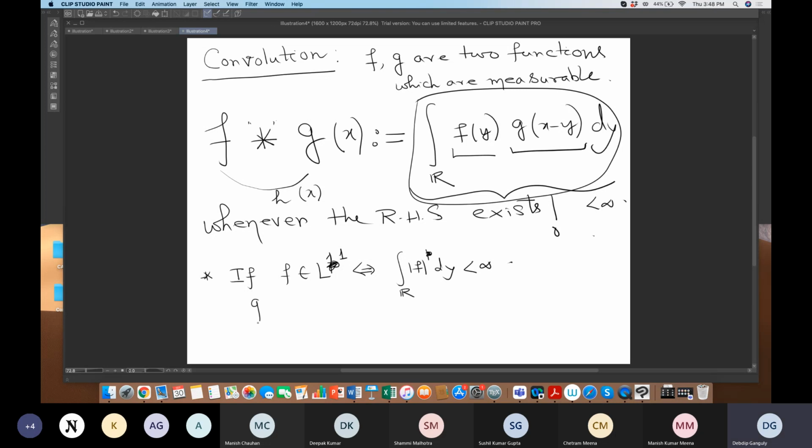Take g to be bounded, that is, the supremum norm of g is finite. You know the L infinity norm? Have you heard this name? Yes, sir. Okay. So when g is in L infinity, then this integral makes sense.